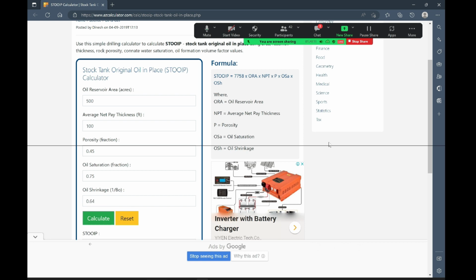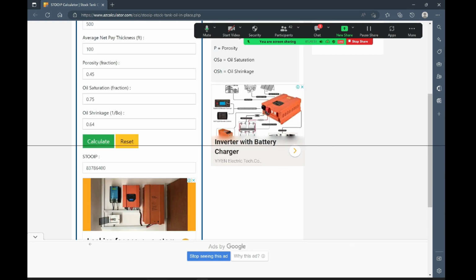If you run the calculation, it's giving us 83.7 or 83.8 million barrels of oil.